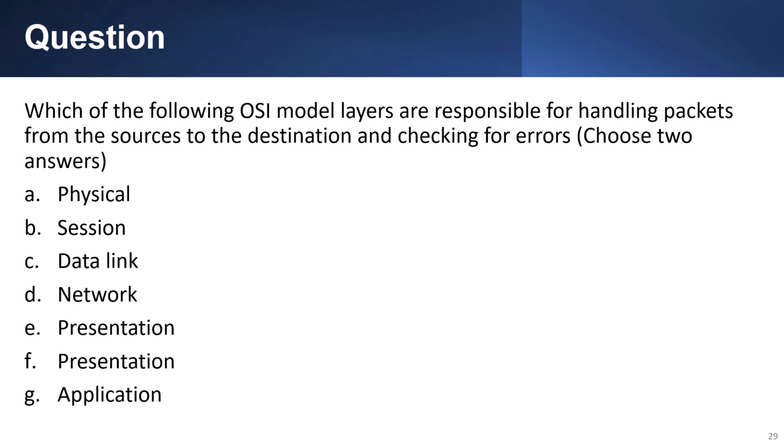Question: Which of the following OSI model layers are responsible for handling packets from the source to the destination and checking for errors? Choose two answers. Answer: Data link and network.